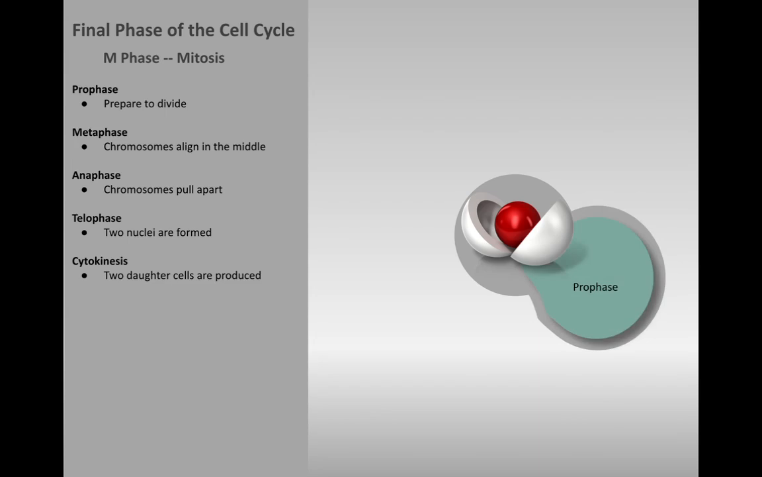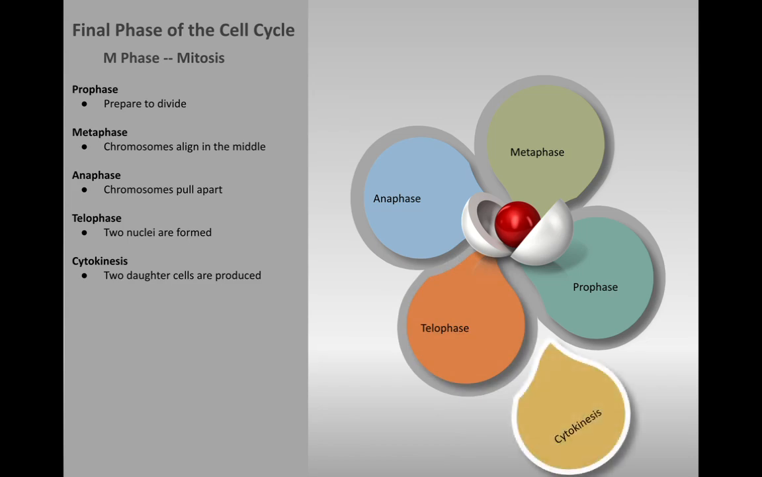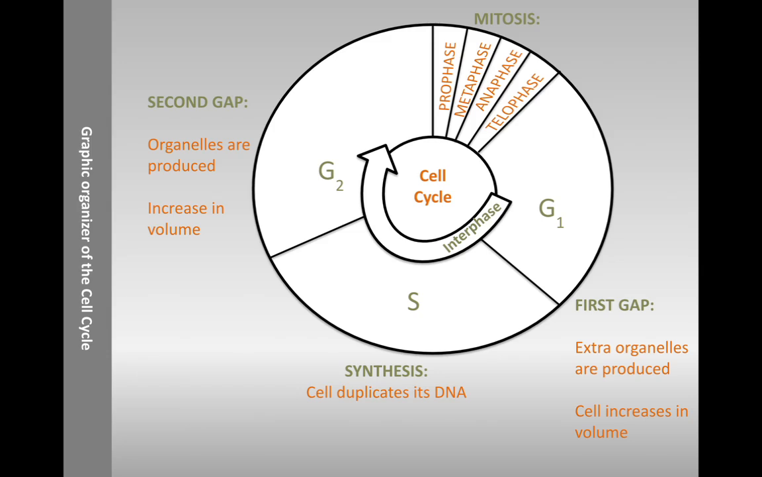Prophase is the first phase of mitosis, where the cell is preparing to divide. Metaphase is the second, and that is where the chromosomes align in the middle. Anaphase is where the chromosomes pull apart. And telophase, either pronunciation is okay, is where two nuclei are formed. And then, of course, we have cytokinesis, which is outside of the M phase, but that's the final point where we have two actual daughter cells produced. So if we go back to our cell cycle model that we had before, you can see now we've entered in the interphase information.